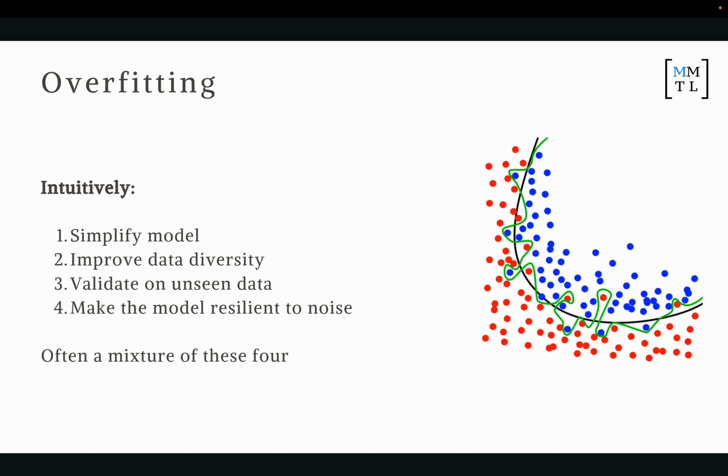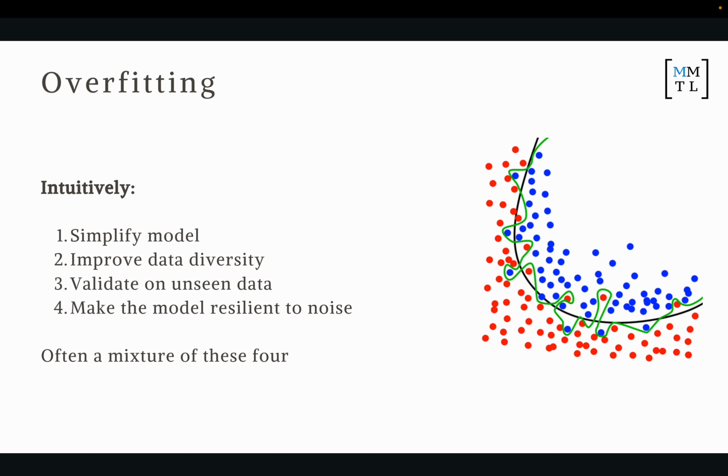The third way is to validate on unseen data. We're going to talk about this on the next few slides, where you split your data between a train set and a test set, or a validation set as well, which is a third option. So there is data that the model never gets to see during training, but you test it on that data. It's data it's never seen, so it's not biased towards that data.